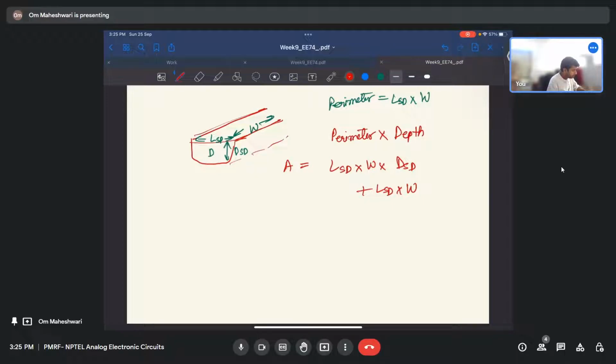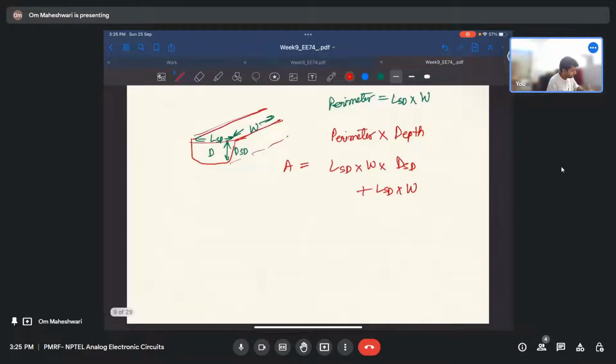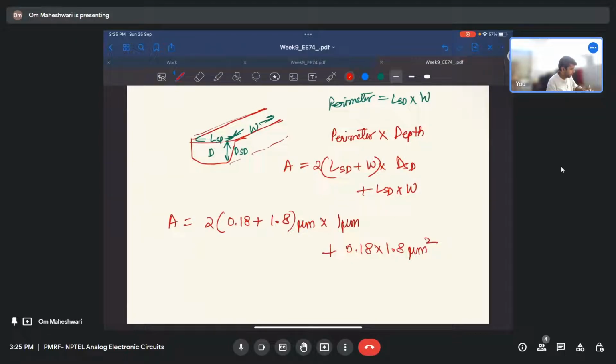LSD was 0.18, so area equal to 0.18 plus, this is the parameter, now it is 2L plus 2, it is 2 times 0.18 plus width is 1.8 for NMOS micrometer, depth is 1 micrometer, plus again 0.18 into 1.8 micrometer square. So we should get area in centimeters square, and I have calculated it.